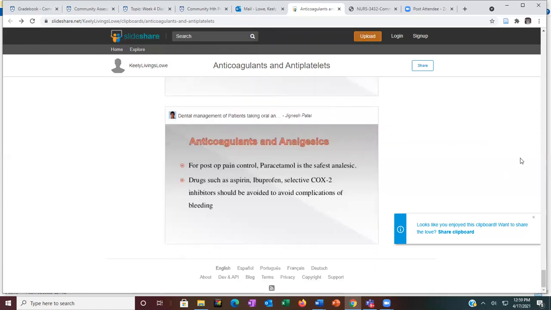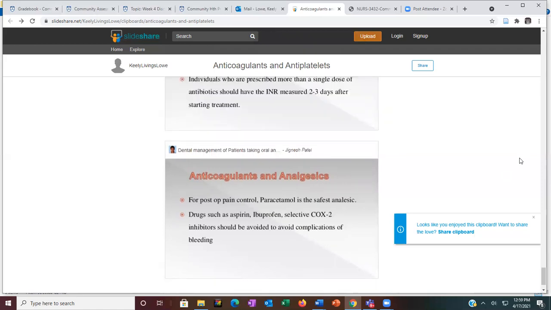I don't have another slide, but let me step back. We said there are three main anticoagulant categories, and the first is Coumadin or warfarin. We talked about the upside and the downside. The upside is that it's oral, they can take it at home, it works very well, and patients can manage it on their own.